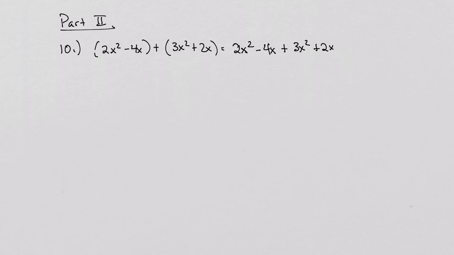And now we've got to look for like terms. So luckily we've got this 2x squared and this 3x squared. Those guys can combine, and then this minus 4x and this plus 2x can combine. So we end up with 5x squared minus 2x.